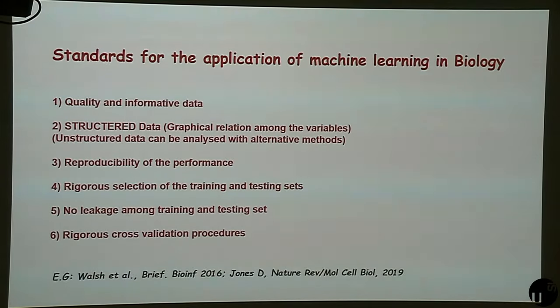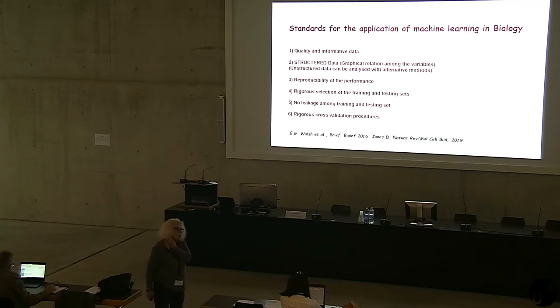Okay? So, which are the standards for the application of machine learning in biology? Remember, data quality is an issue, always. But the idea is machine learning. When should I apply machine learning? First of all, quality and informative data. But there is another problem: structured data. Because if you want to go on with machine learning, you need to know in advance that your data have a graphical relation between the variables. So you suspect that there are relationships among the different sets of variables. Why? Because if you have unstructured data, you may as well use any other type of statistical method. Perhaps you get even better results instead of using machine learning, okay?